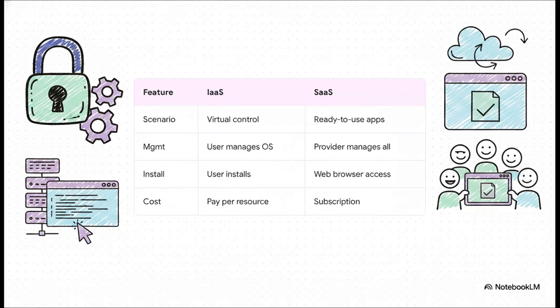Frame your table entirely around control and installation. IaaS is for your IT admins who need complete virtual control, where they personally install and configure the operating systems. SaaS, on the flip side, is for end users or business teams who just want a working, ready-to-use application. No installation, just open a browser and go.